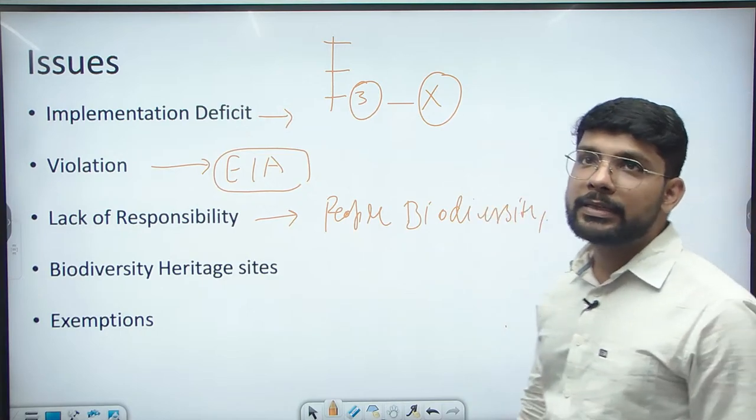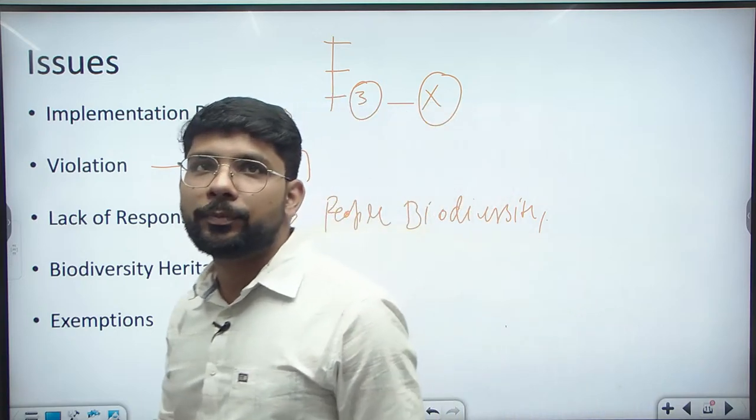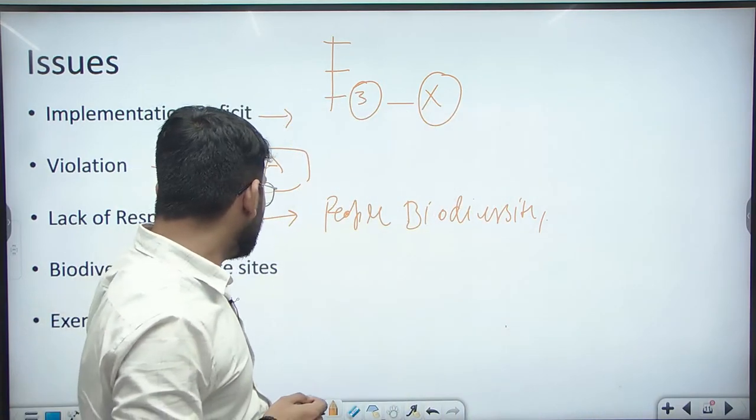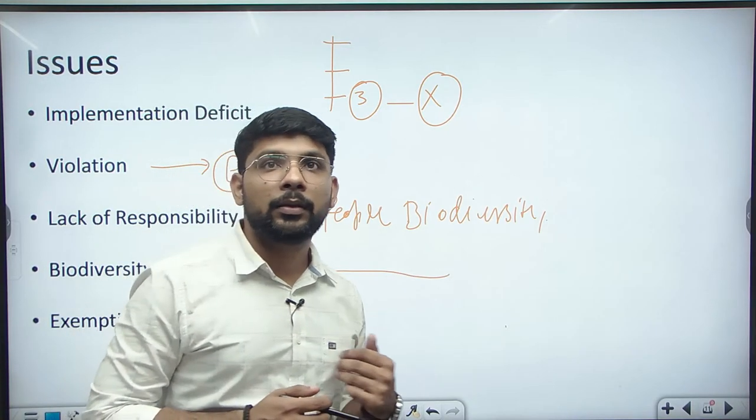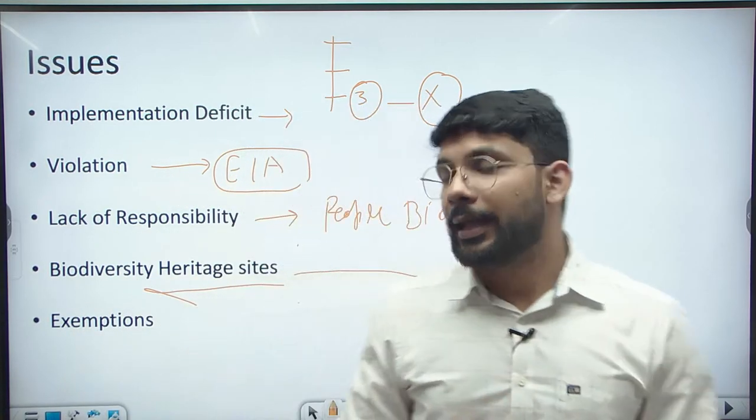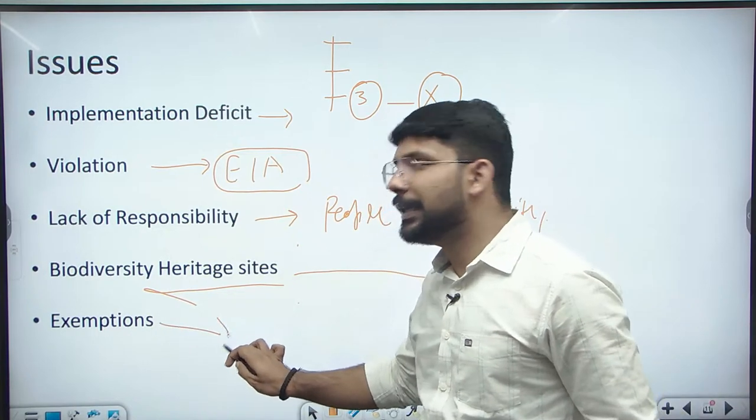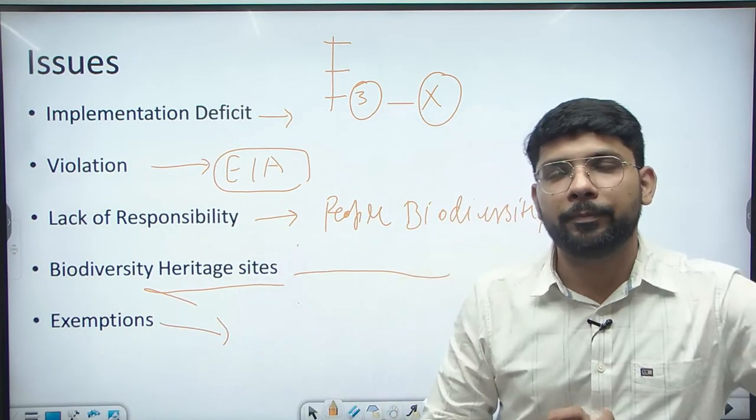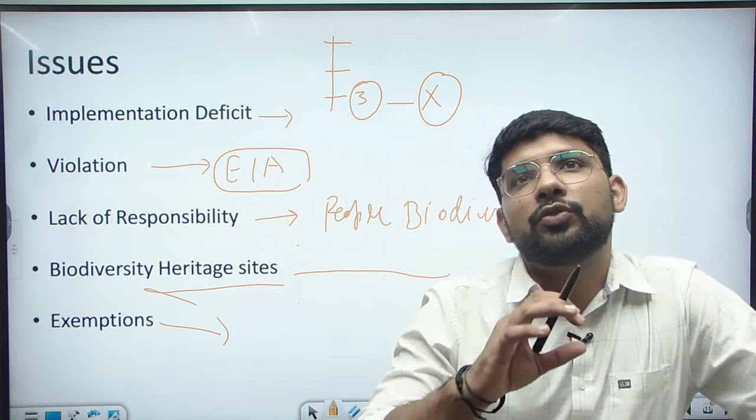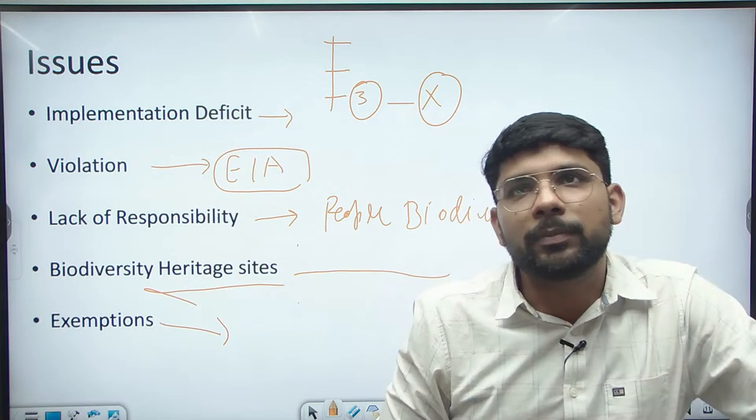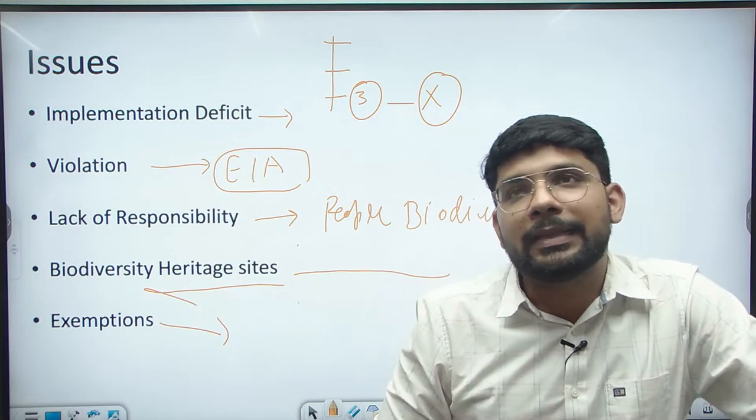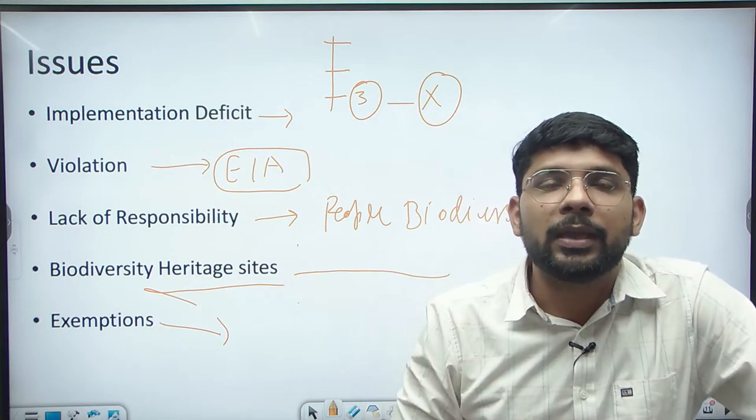No biodiversity register is maintained in some of the areas also. Even in the case of the biodiversity heritage site, there is no proper protection. There are no proper protections and there are exemptions in most of the things which are impacting the environment. So these are the issues: implementation deficit, violation, lack of responsibility, biodiversity heritage sites, the Eastern Ghats, Western Ghats, exemption.